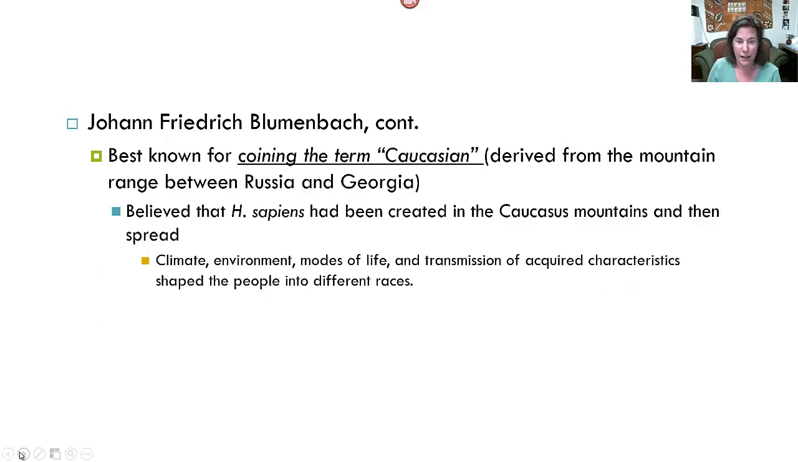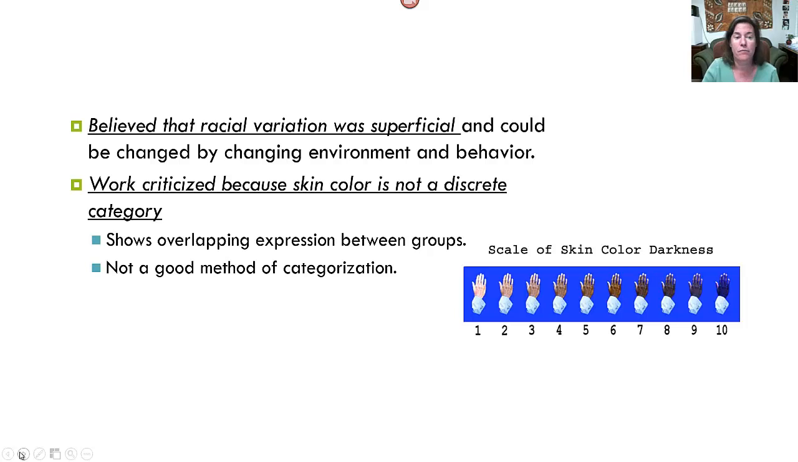Now, Blumenbach believed that Homo sapiens had been created in the Caucasus Mountains and then spread, and he believed that climate, environment, modes of life, and transmission of acquired characteristics then shape people into different races. He believed that racial variation was superficial and could be changed by changing the environment and changing behavior.